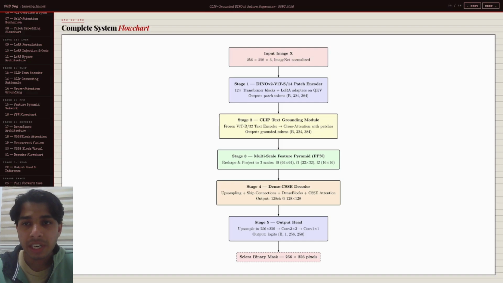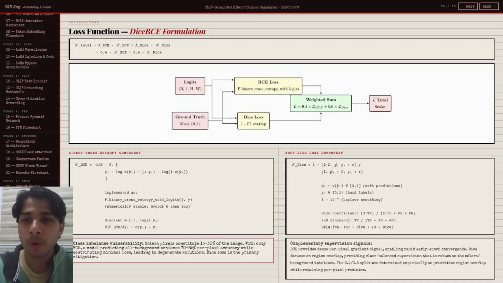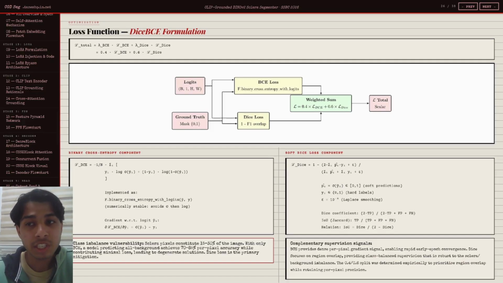To train the model, we need a loss function, a way of measuring how wrong the current prediction is, so we can improve it. We use a combination of two losses. The first, binary cross entropy, penalizes each pixel individually, independently. If a sclera pixel is predicted as background, that's an error. But BCE has a known failure mode. When the sclera is only 20% of the image, a model that predicts everything as background gets 80% of the pixels right, which BCE doesn't penalize strongly enough.